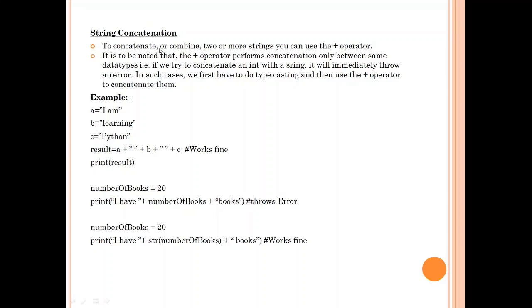To concatenate or combine two or more strings, you can use the plus operator. Second point is, it is to be noted that the plus operator performs concatenation only between same data type. That is, if we try to concatenate an int with a string, it will immediately throw an error. In such cases, we first have to do typecasting and then use the plus operator to concatenate them. Let's flip to Jupyter Notebook and let's see what we mean by these 2 points.